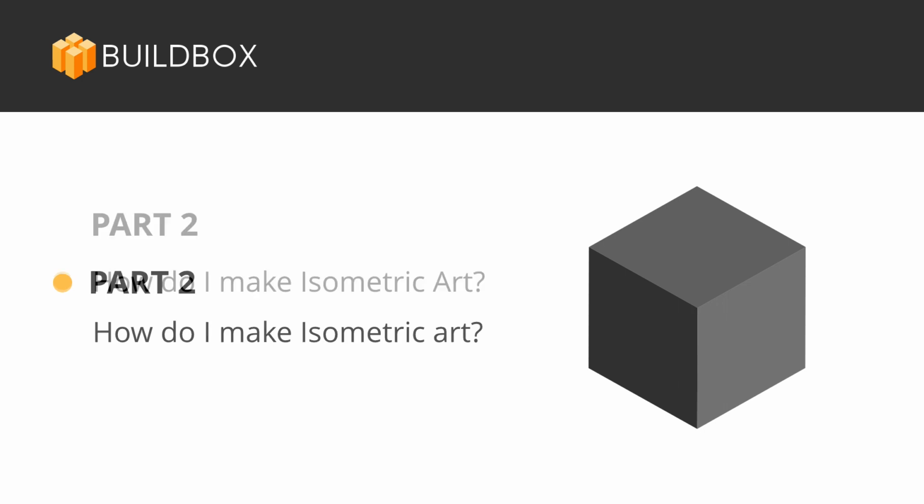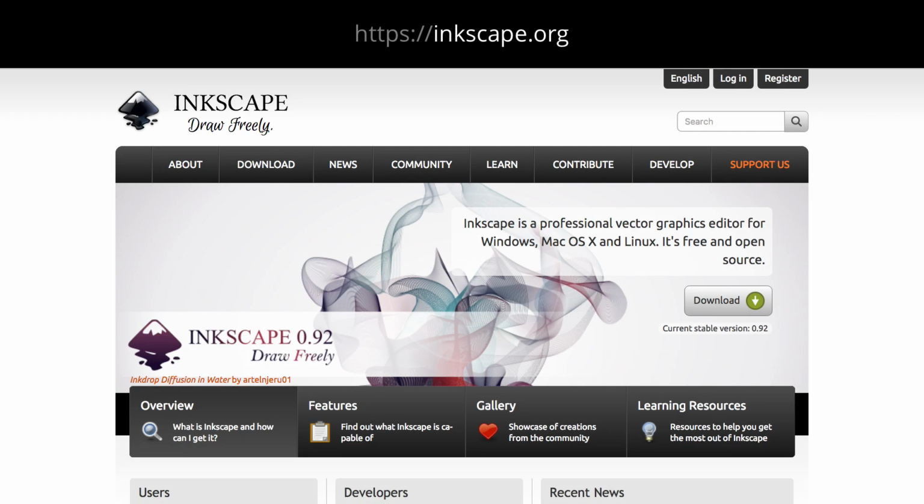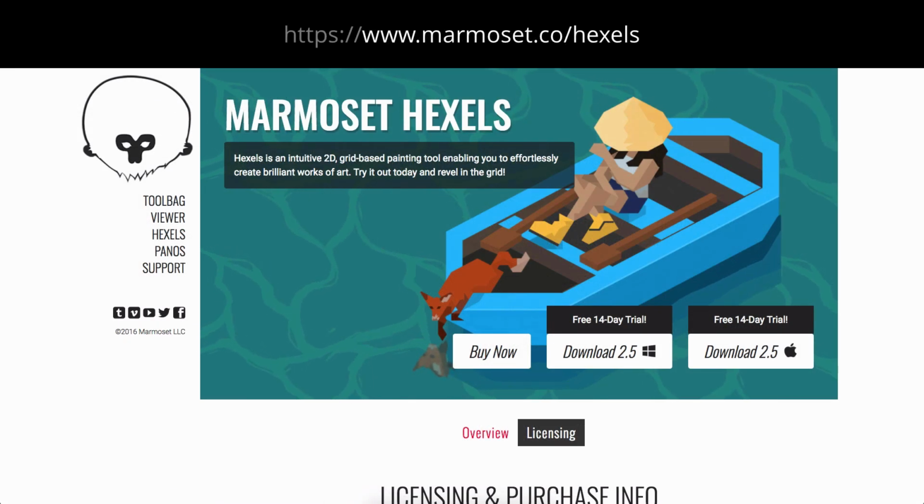In part 2, I'm going to walk you through making some isometric art, and we are going to look at some options for programs for making isometric art. The first program I'll show you and walk you through making art in is called Inkscape, which is a free and open source 2D vector graphics program. We are also going to take a look at Hexels 2, which is a 2D grid-based painting program that also animates and is a paid program, but also has a 14-day free trial. So give it a whirl. You might prefer it over our free option.